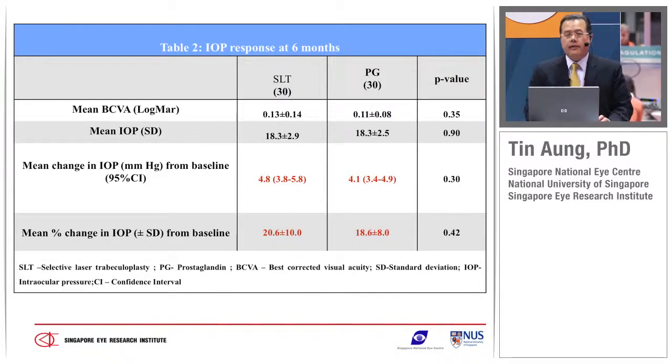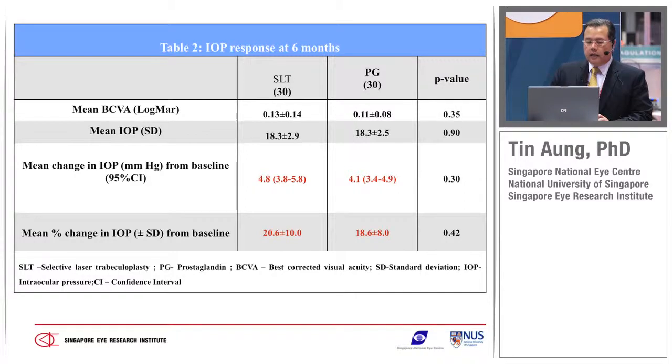This table summarizes the IOP response at 6 months. As you can see, the mean change in IOP was 4.8 millimeters of mercury, or 20% in the SLT group, and a similar 4.1 or 18% in the prostaglandin group. So really there was almost an identical response, if not even a slightly better response in the SLT group compared to that of Travatan.